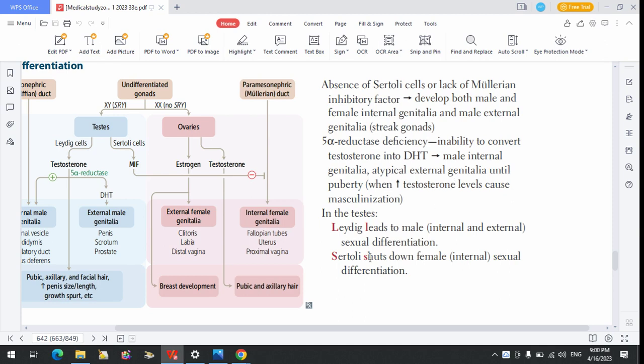So look at this statement here. They said Leydig cells lead to male internal and external genitalia. This makes sense to us, right? Does it make sense to us? Can anybody explain?